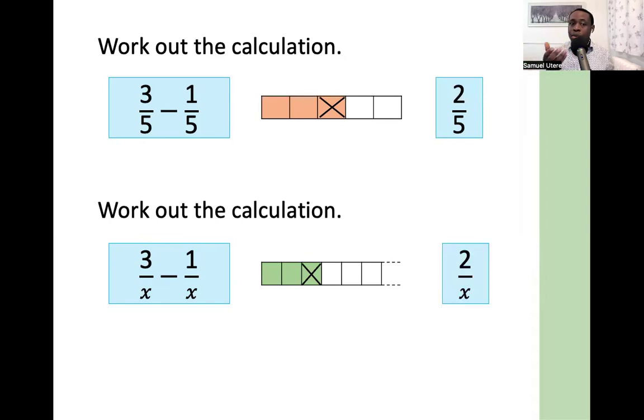Okay, the bar model simply shows you we don't know the number of parts that we're working with, but we simply know that we subtract 1 from the other one.